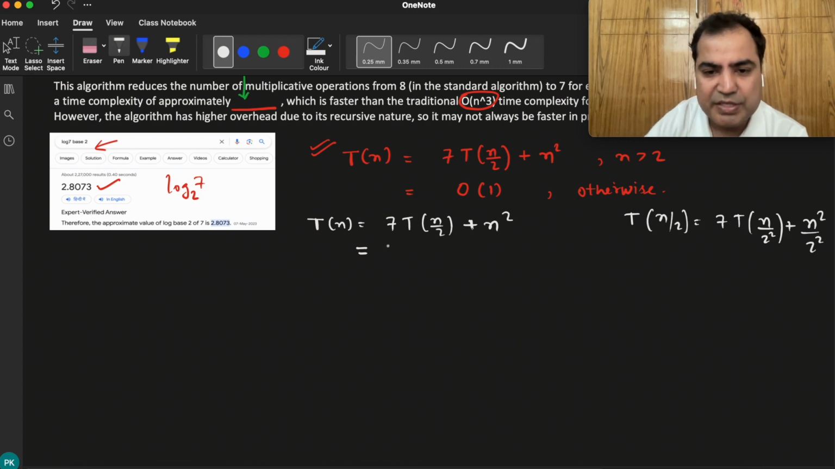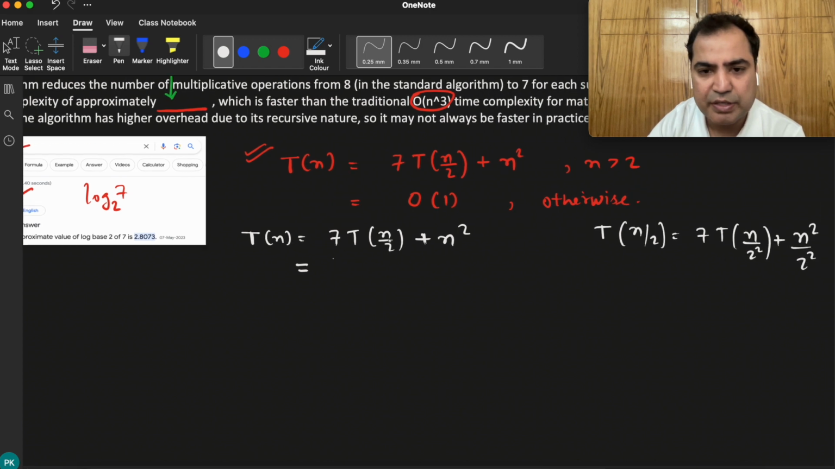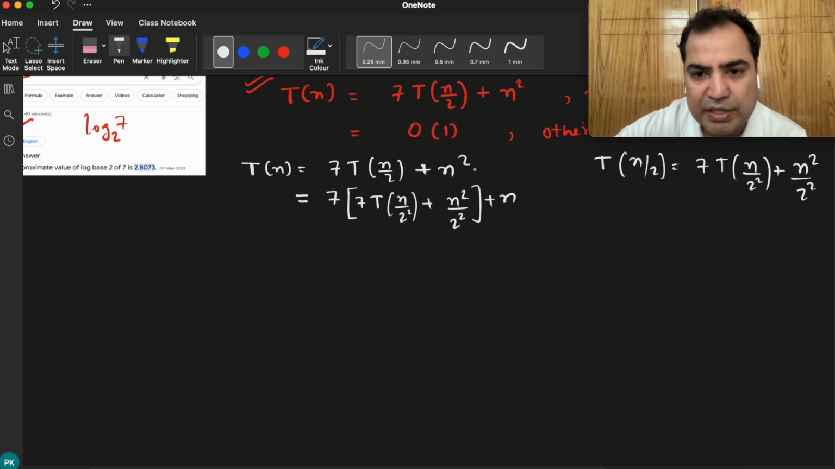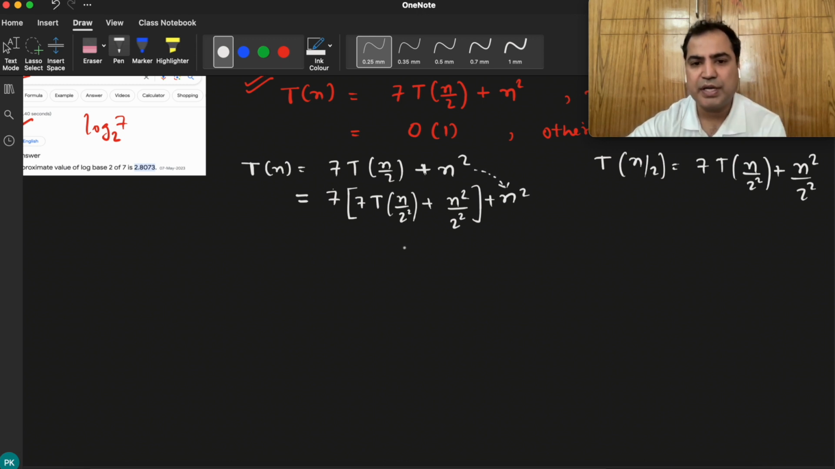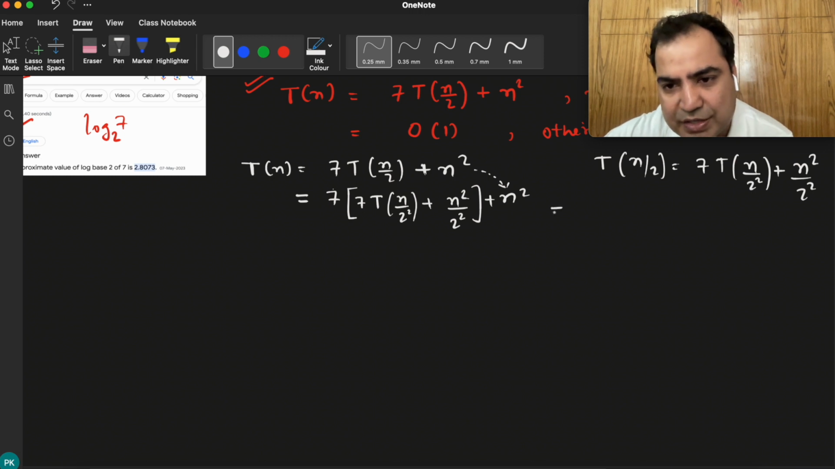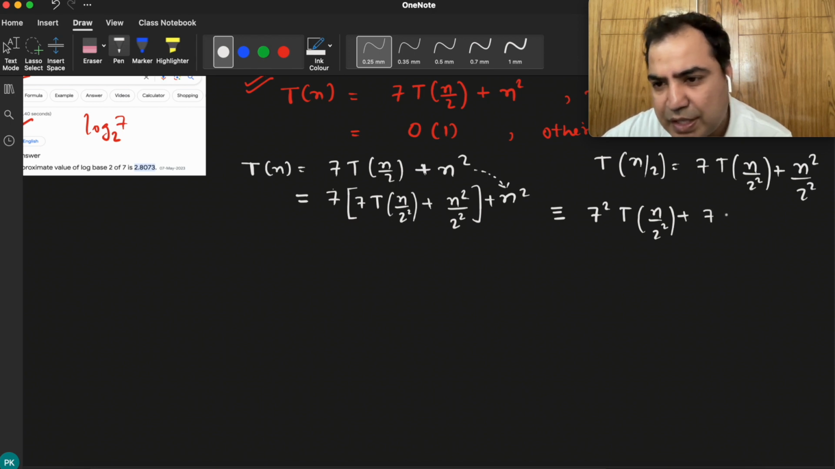So this will become 7, and T(n/2) will be 7 times the value which I have written, T(n/2^2) plus n^2 by 2^2, plus n^2, right? This value as it is. Now if you multiply it, this will become 7^2 T(n/2^2) plus 7 times n^2 by 2^2, which is 4, right? So 4, plus n^2. This will become like this.